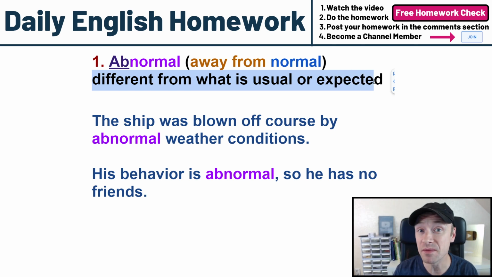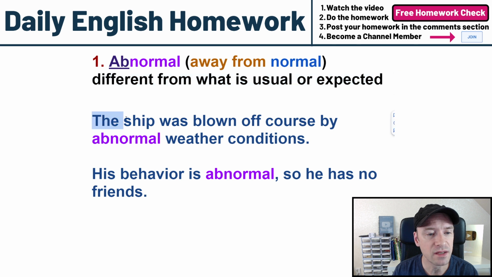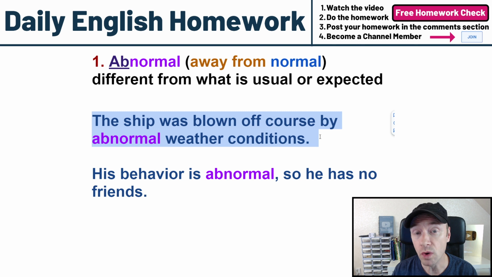I got 2 example sentences here. Remember, your homework is to make your own sentence with abnormal, with all the words. So the first example sentence, the ship was blown off course by abnormal weather conditions. So there are normal weather conditions where the ship can sail, but for some reason there were abnormal weather conditions, maybe a lot of rain, maybe a big storm. Something was strange, so the ship was blown off course.